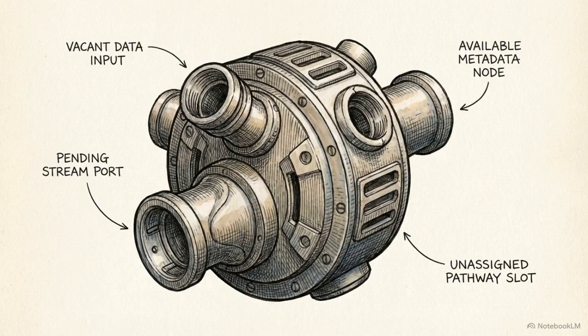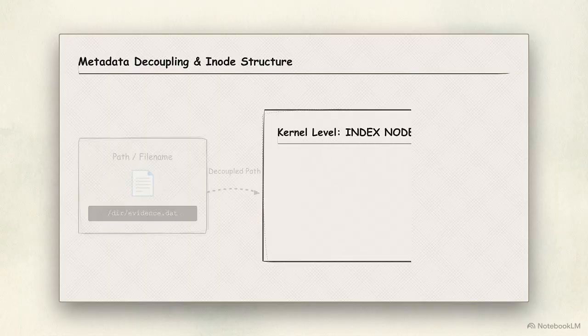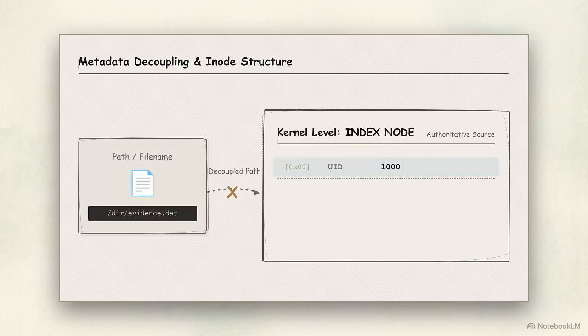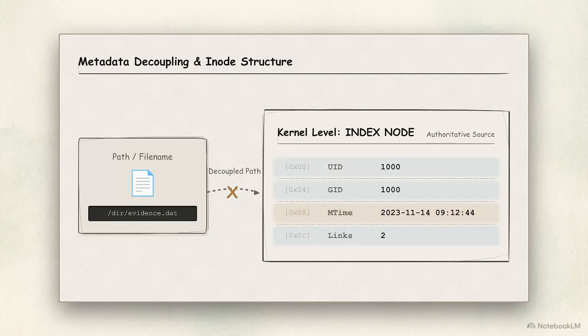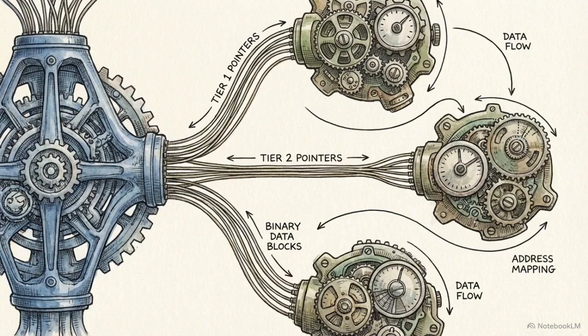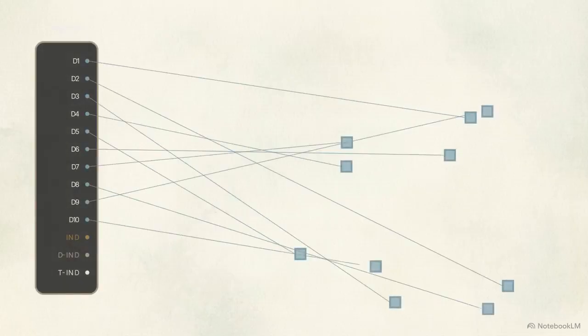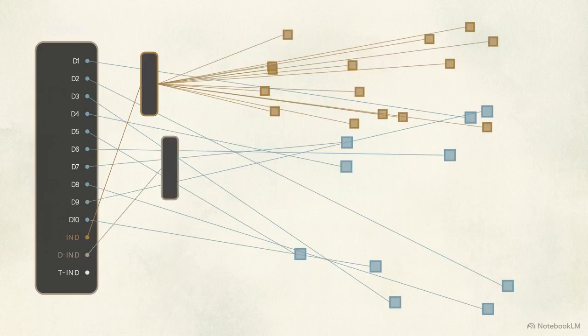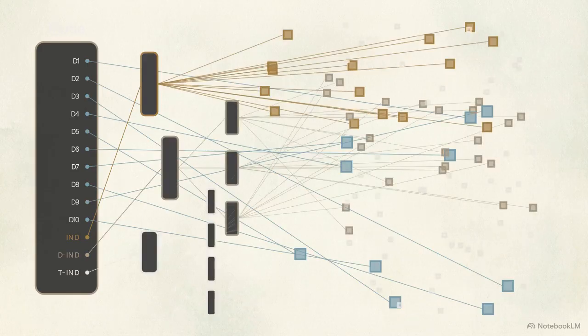In Linux, that metadata is housed in the inode, or index node. This data structure serves as the exclusive container for file details, logging the user ID, group ID, modification times, and link counts. However, inodes do not record the actual file name or its directory path. Instead, the operating system relies on a tiered pointer system. As a file grows, the OS creates layered addresses that link outward to highly dispersed data blocks.